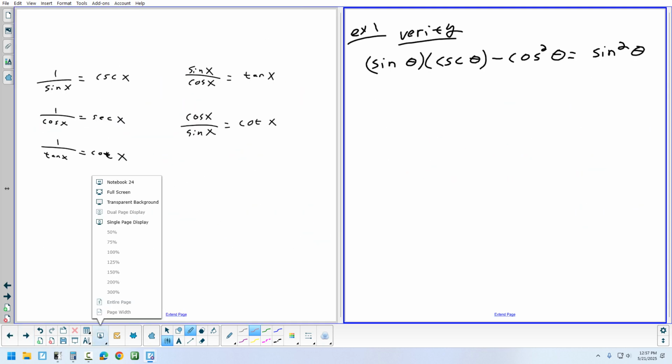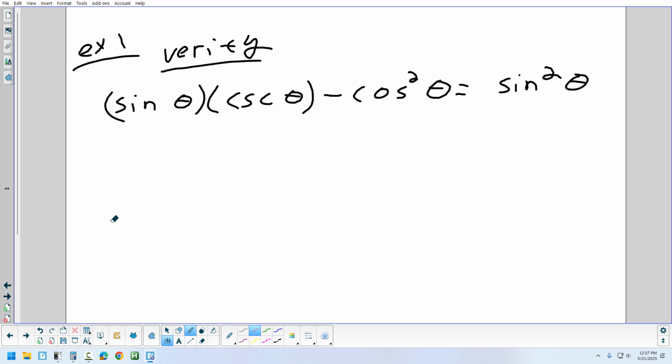But worksheets are so much better because, honestly, then you don't accidentally get the wrong problem. All right, so let's try this one.